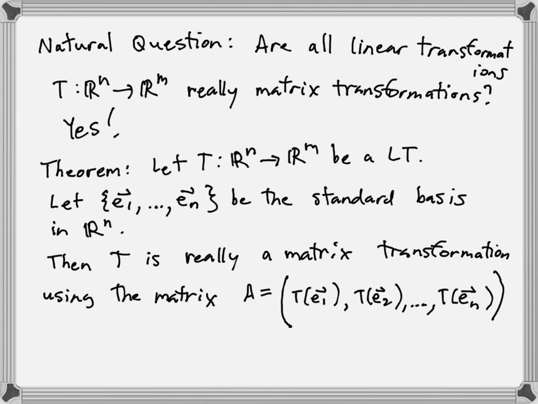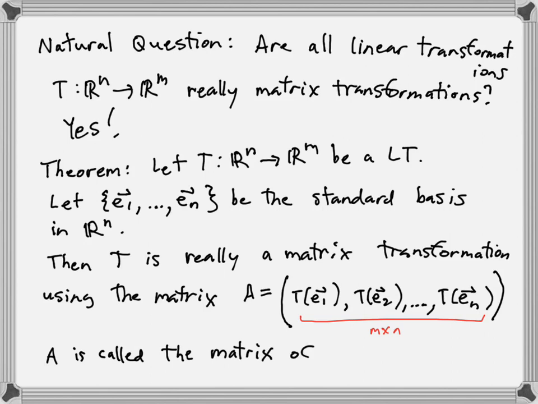And I want you to notice something, that each of these T of something is M dimensional, so there are actually M rows and N columns here. So this, of course, is an M by N matrix. Okay, A has a special name. A is called the matrix of T.